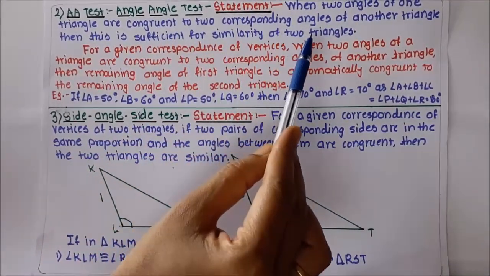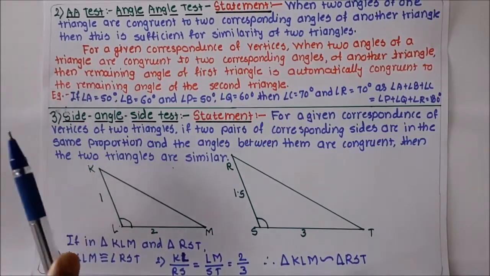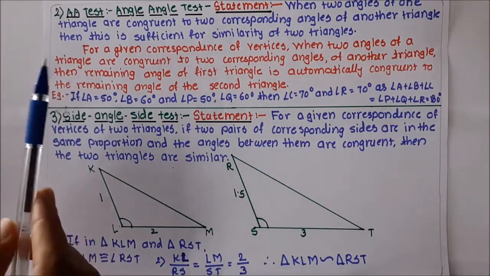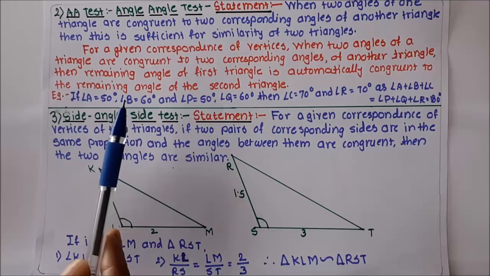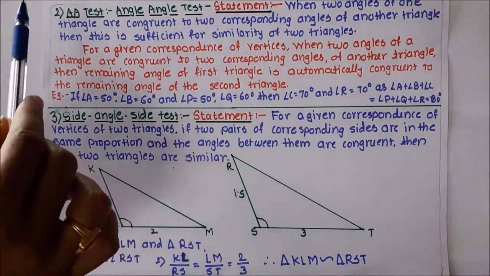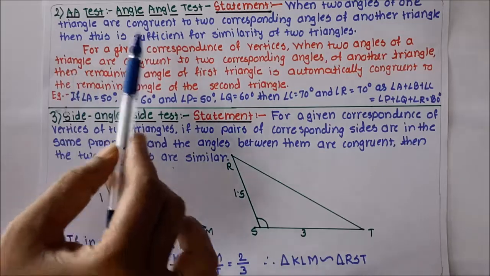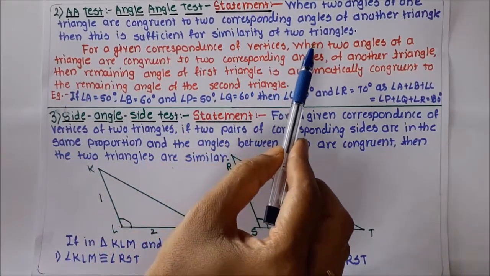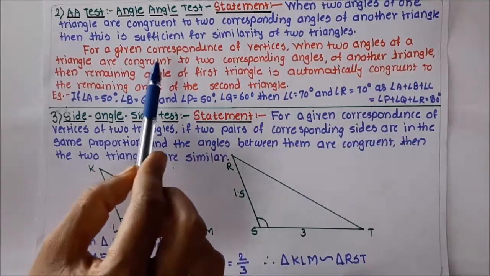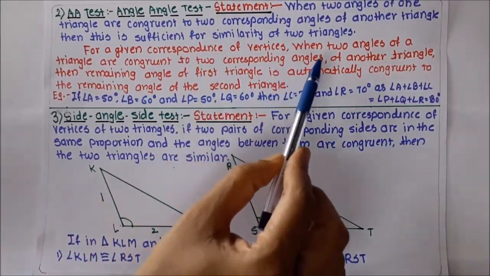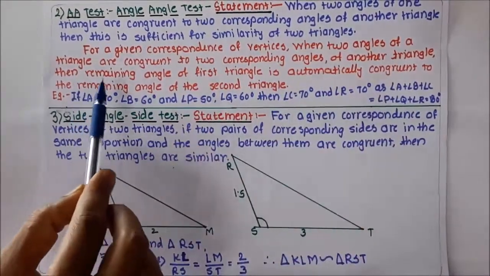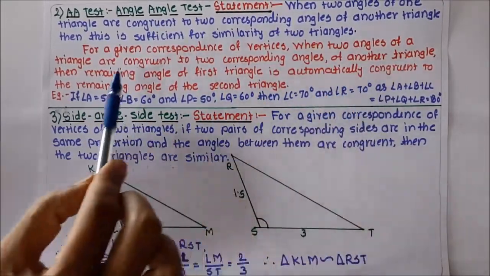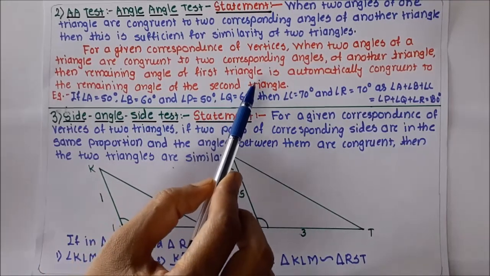Now here students, you will ask me that at first teacher you taught us that three angles are needed, then why are you teaching us that only two angles are sufficient? Now its description is like this. For a given correspondence of vertices, when two angles of a triangle are congruent to two corresponding angles of another triangle, then the remaining angle of the first triangle is automatically congruent to the remaining angle of the second triangle.